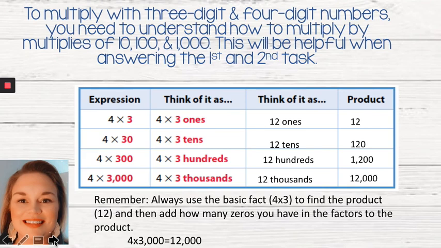So you can again find 4 times 3, which is 12, and add the 3 zeros to get the product of 12,000. So what is important to remember is to always find the basic fact, just as we did here with 4 times 3, no matter what place value it's in. And then we would add the zeros that we have in the factors to the final product. This is helpful the bigger the numbers that you start to multiply, because you can do them mentally if you know how to find the basic fact when multiplying with tens, hundreds, and thousands.